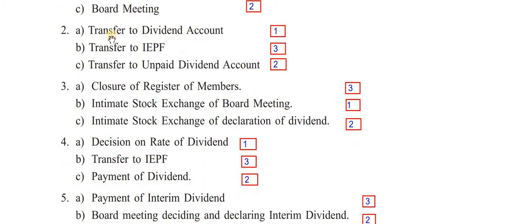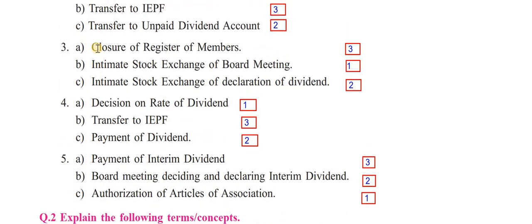Then second, transfer of dividend account, transfer to IEPF, transfer to unpaid dividend account. सबसे पहले transfer to dividend account ही आएगा 1. Then C will come transfer to unpaid dividend account, and last में transfer to IEPF. Okay. So that means A is first one, C is second, and B is third. Let's go to the third one.